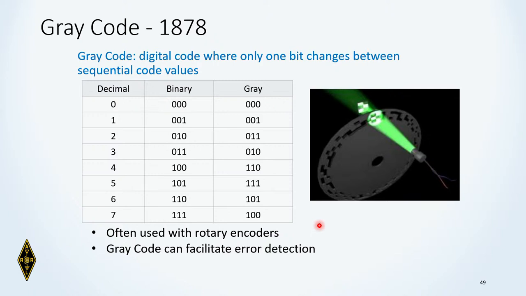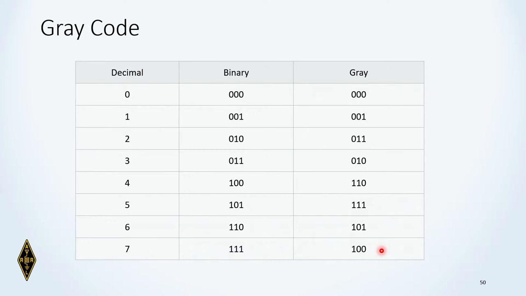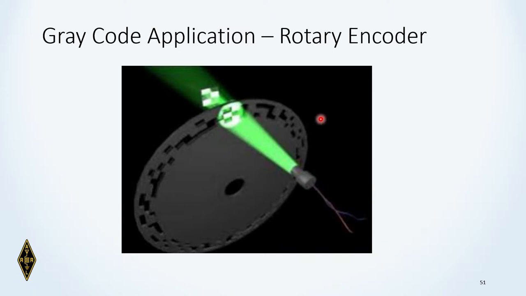That was originally to avoid or reduce the number of errors, or make errors detectable, when relays and switches would fail, which could have disastrous consequences in industrial applications. In our world, ham radio, Gray code is often used with rotary encoders. Gray code can facilitate error detection because we're expecting these things to change one at a time. And if they don't, then something's wrong and that can be detected. So here's a little bit bigger picture of the actual code and rotary encoder, which is a bit easier to see.